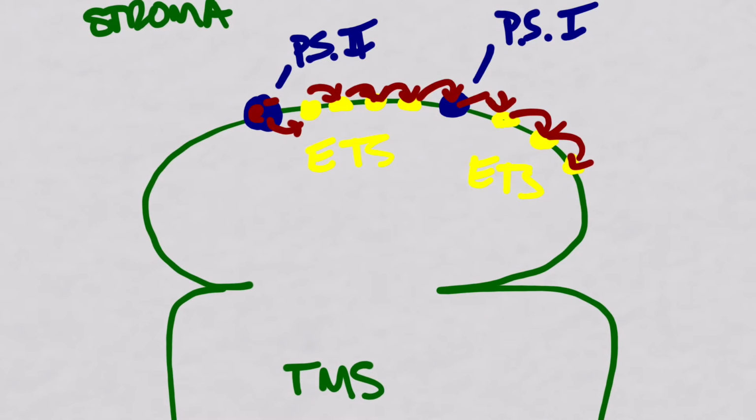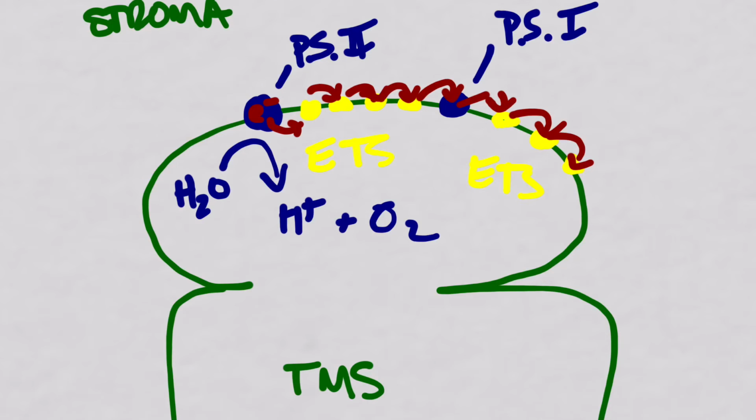And where does this electron come from? Well, you'll remember again from your puzzle that this process called the photolysis of water happens. So H2O is split into H plus ions and O2. The H plus ions are going to be important later on. We'll talk about that tomorrow. And O2 is just a byproduct, a waste product of photosynthesis. So this will diffuse out through the stomata.